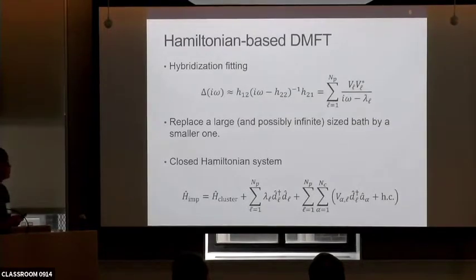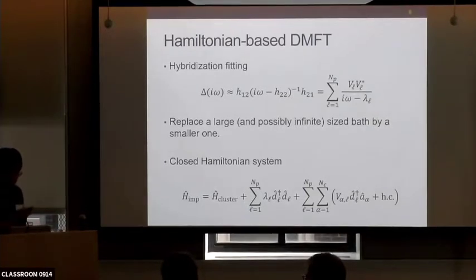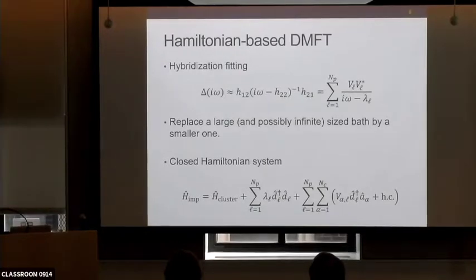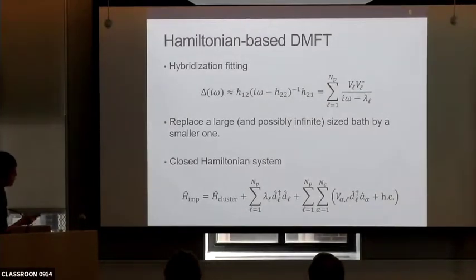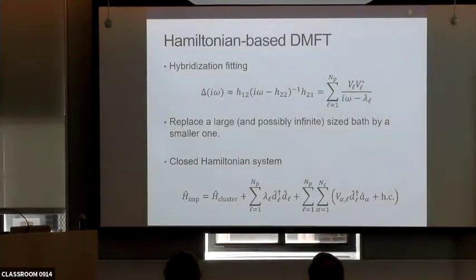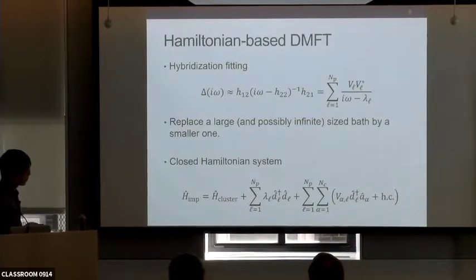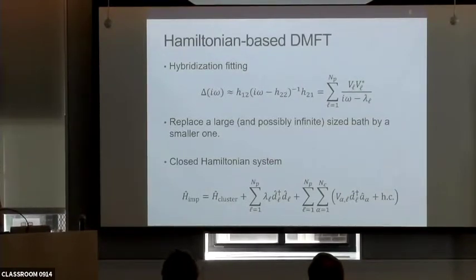Then you can unfold this function into a closed Hamiltonian system. I have to say, the first time I saw this procedure, I thought it was completely brilliant, and I had never seen how to unfold an open quantum system into a closed quantum system, not even the concept. And you put these V's here. It's only a quadratic interaction, so it doesn't actually introduce too much trouble when you solve the problem. And all the quartic interactions are embedded in this cluster. So you successfully replace a large and possibly infinite-sized bath by a much smaller one, and sometimes by a very small one.